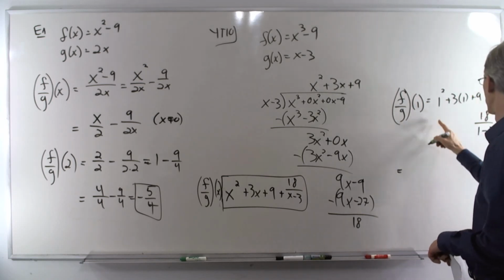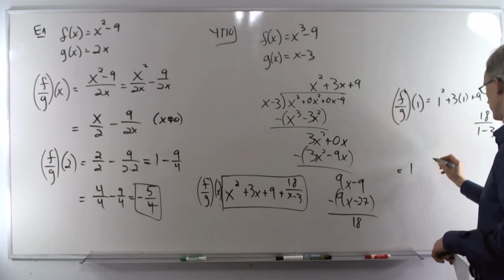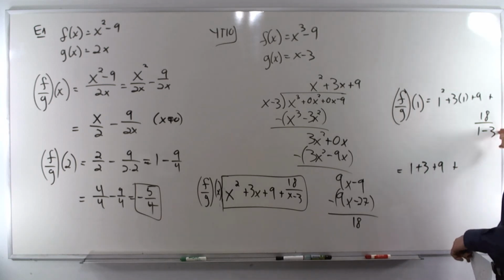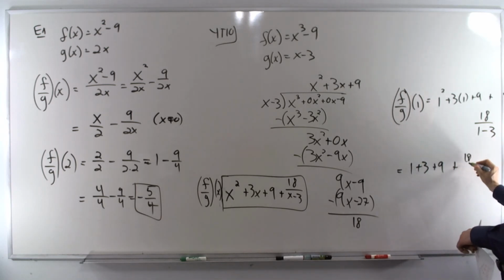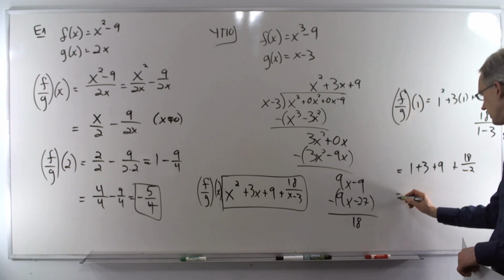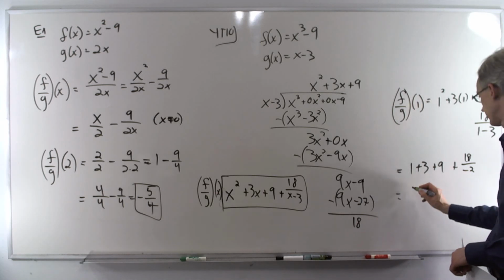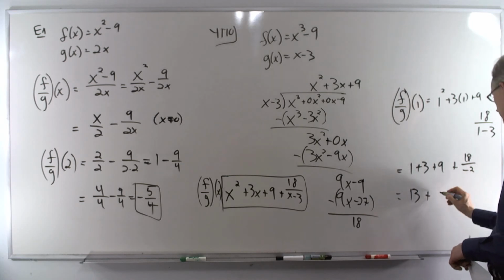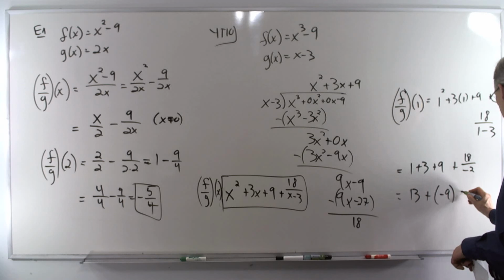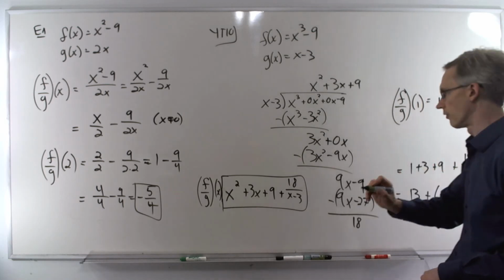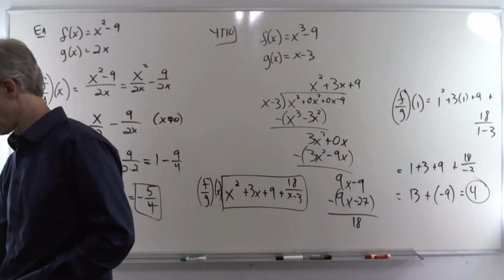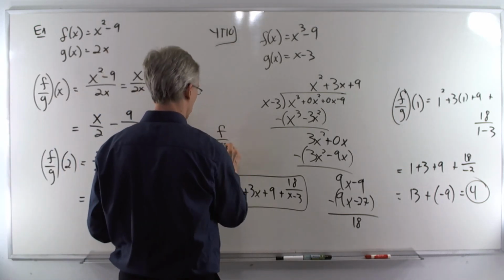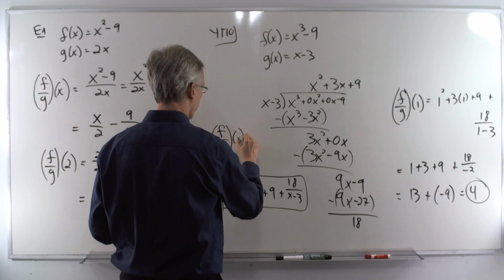All right, so that equals 1 squared is 1 plus 3 times 1, so that's 3 plus 9 plus 18 over negative 2. All right, combine all these, 9, 10, 11, 12, 13, plus 18 over negative 2 is negative 9. Add those together, and we get 4. So f over g evaluated at 1 is 4.